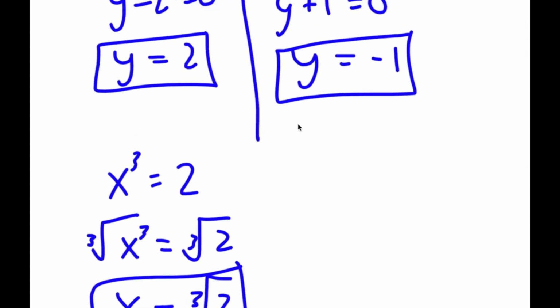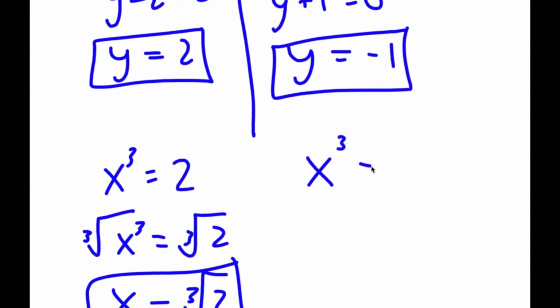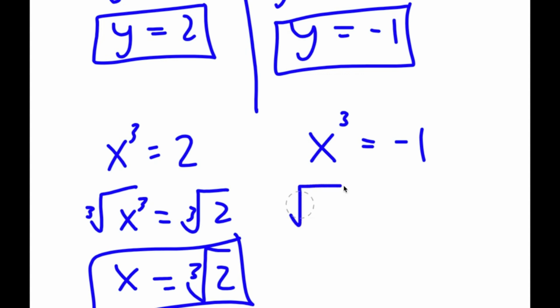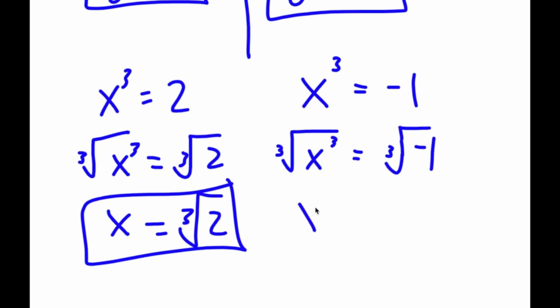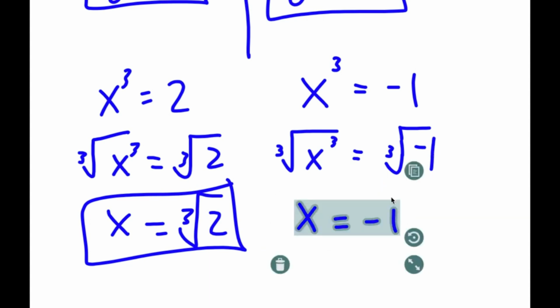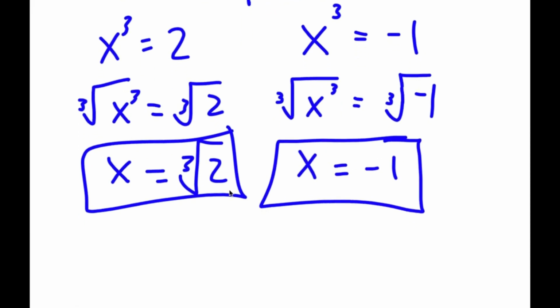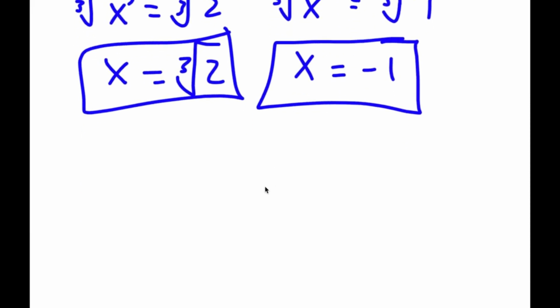Now, for negative 1, I have x to the power of 3 is equal to negative 1. I'm going to take the cube root on both sides. Cube root of x to the power of 3 again is x, and the cube root of negative 1 is negative 1. So my two solutions for this are the cube root of 2 and negative 1.